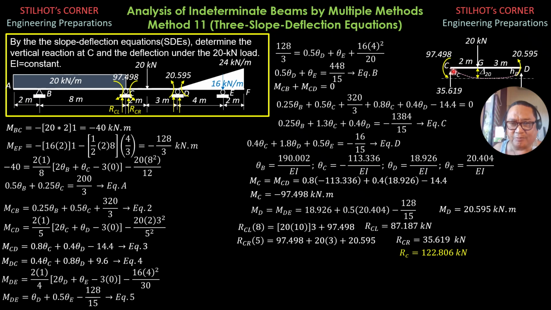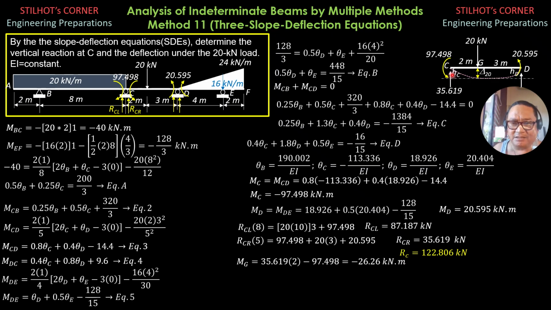So we can compute moment at G. I just call this G under that 20 kilonewton load. So it is 35.619 times 2 minus 97.498, and it is equal to negative 26.26 kilonewton meter.